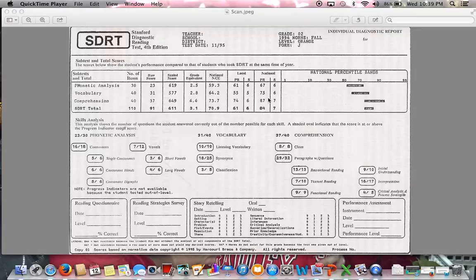There is usually a comparison with students in the same area and students in the nation. Now, let's look at the PR column. PR means percentile ranks.